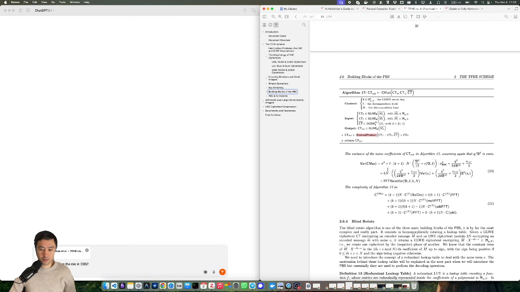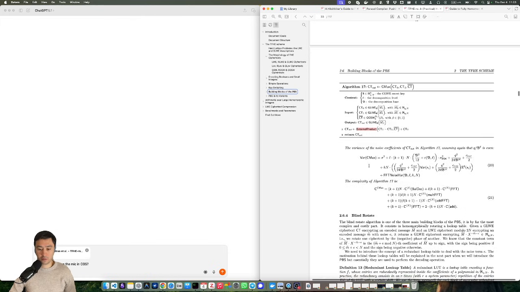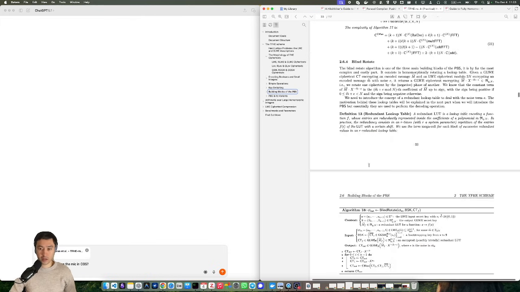Complexity we don't care. The variance of the noise we don't care. We said we would skip these things. Blind rotate algorithm is one of the main building blocks of the PBS. By far the most complex and costly part. Rotating is like multiplication by x of some power, right? Are we still calling that a rotation?